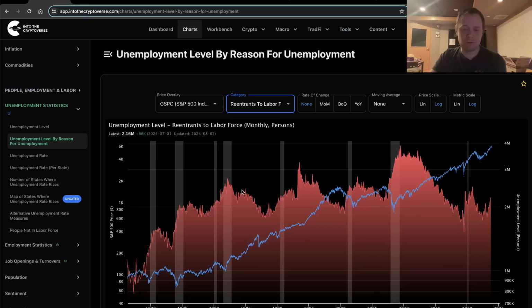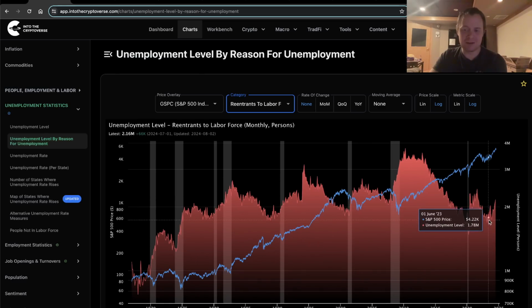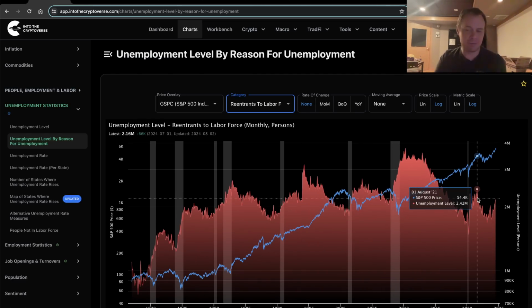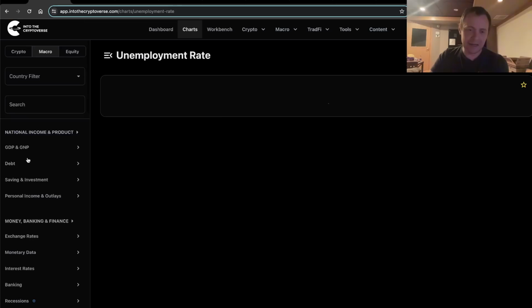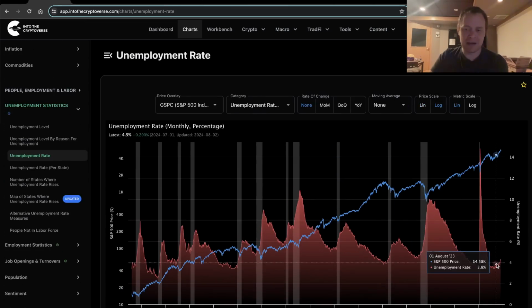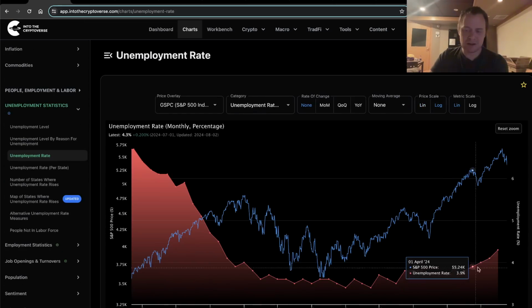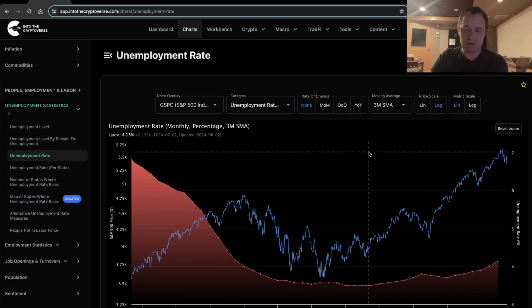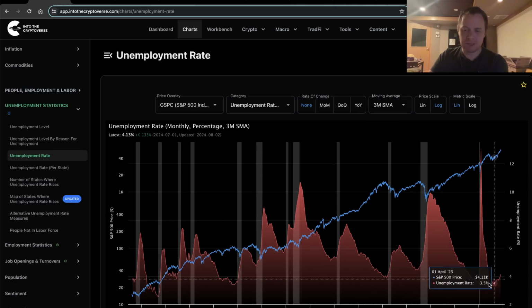You can also have re-entrants to the labor force. That's also starting to go up. So people who used to have a job are now trying to come back into the labor market, and that's starting to go up fairly quickly. Again, the unemployment rate did end up coming in at 4.3%. It is starting to really move here, as you can see. If you were to take, say, a 3-month moving average, it really does look like it's built out a pretty large base down here, and it's going to start going higher.